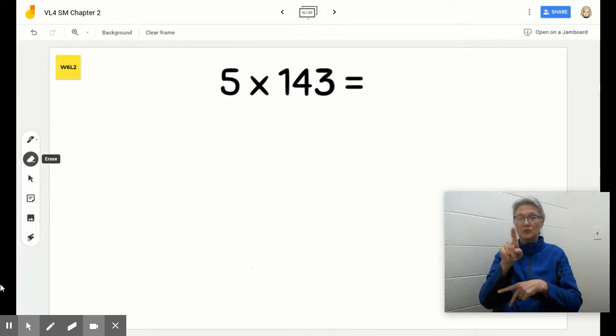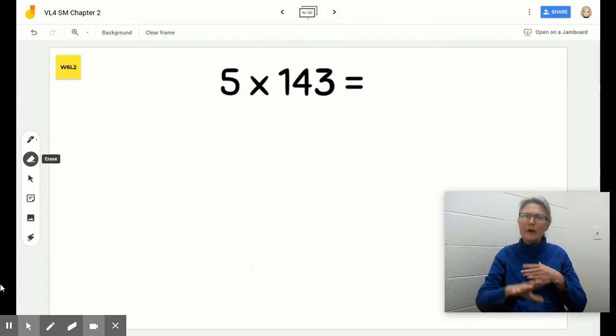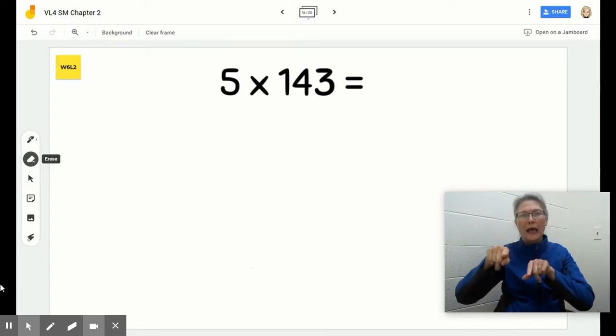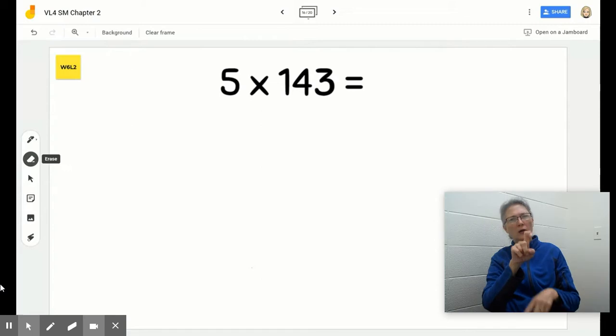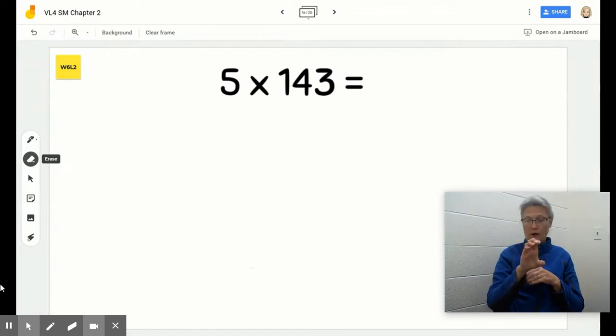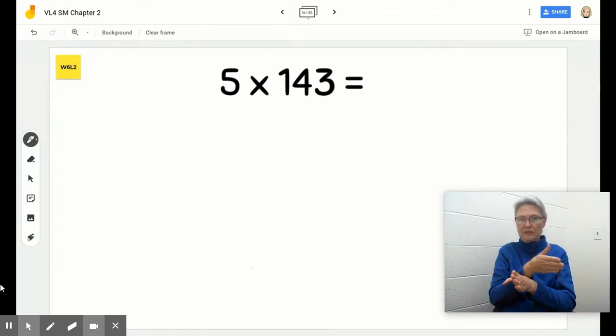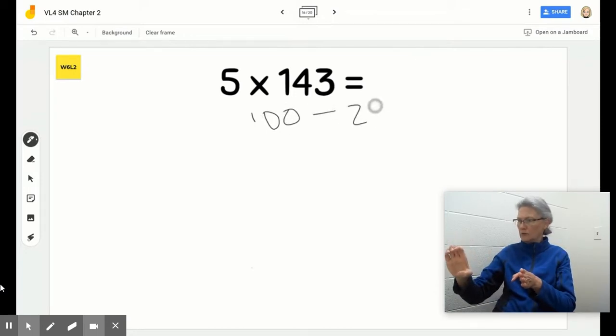Before I even get started, I like to estimate what my answer could potentially be, my product, so that I know if I'm in the right range or not. And when I look at 143, I know that 143 is in between, and I'm going to go ahead and jot this down, 100 and 200.